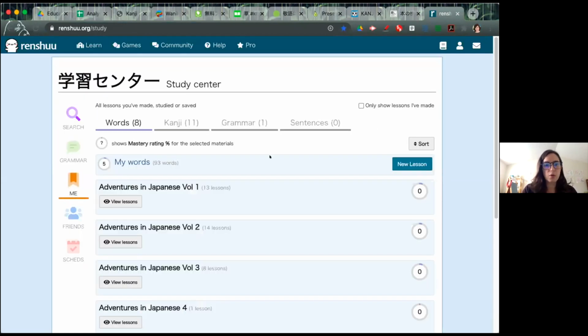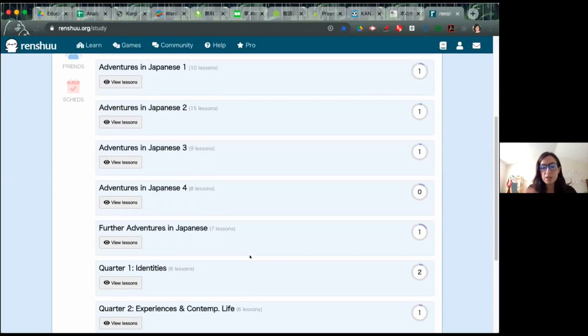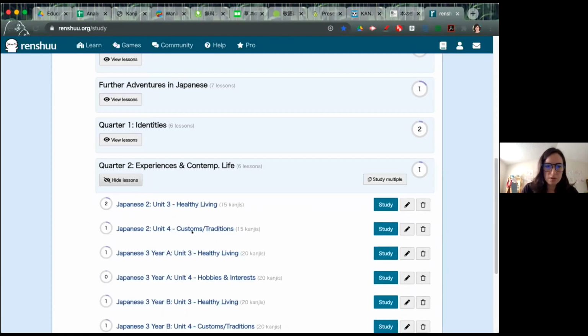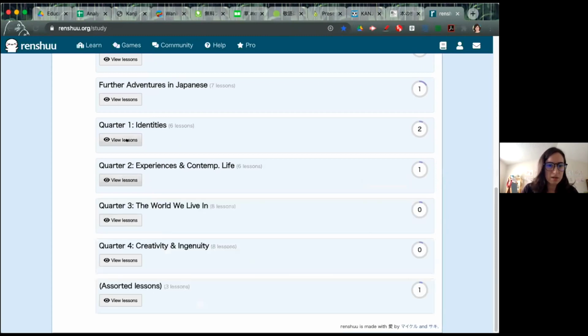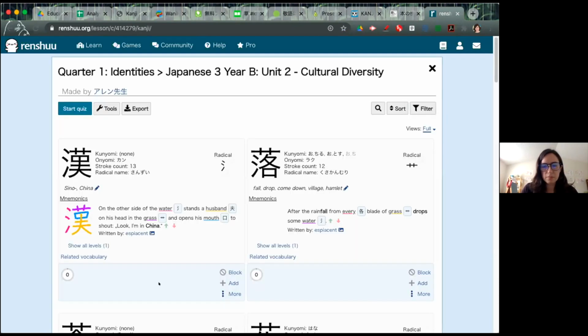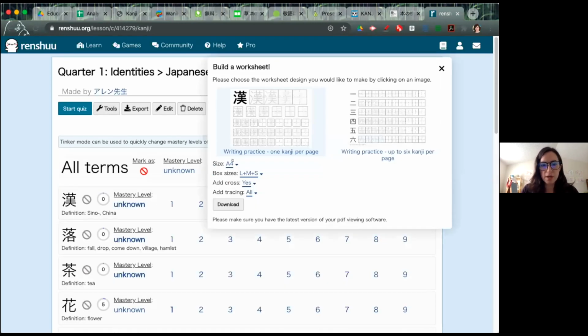So within this, based on the Adventures in Japanese series, I put those sets of kanji in. And then I also put in the, let's go back here because it's the one that we were looking at already. I created sets within this. And one of the things you can do here is generate practice PDFs to save with the students there.